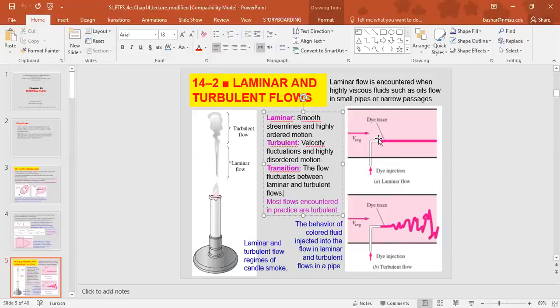Similar here to this dye injection. If the laminar flow, then the dye trace will look something like this, while in the turbulent flow, it will look something like this. How it's laminar or turbulent depends on different parameters. One of them is the velocity of the flow itself.